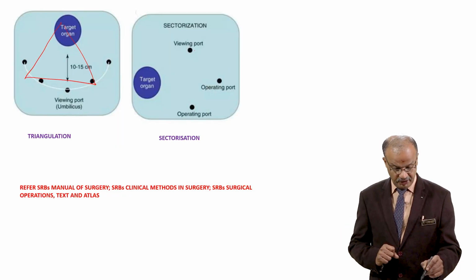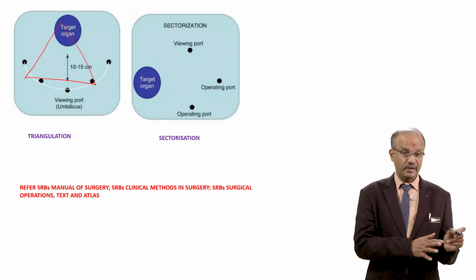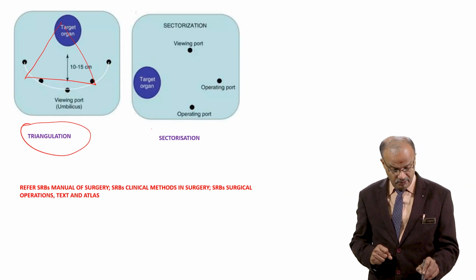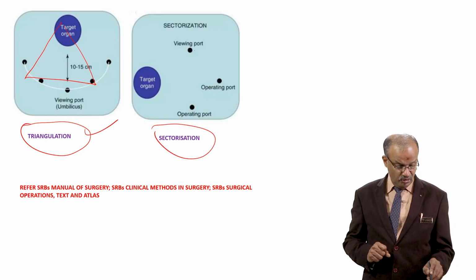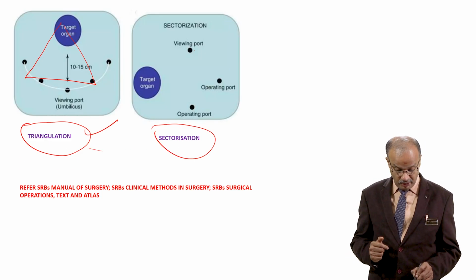Triangulation and sectorization from one side. Laparoscopic appendectomy is sectorization, and triangulation is like this. This is the most important. Sometimes you have to do sectorization, but triangulation is more important and actually best. Sectorization is difficult to remember.